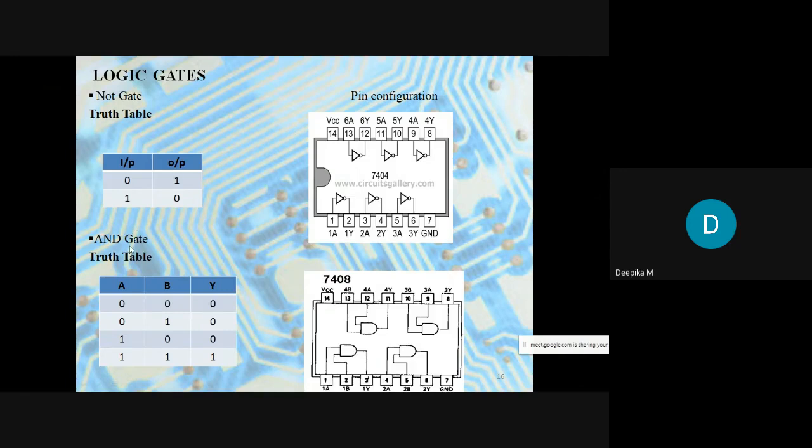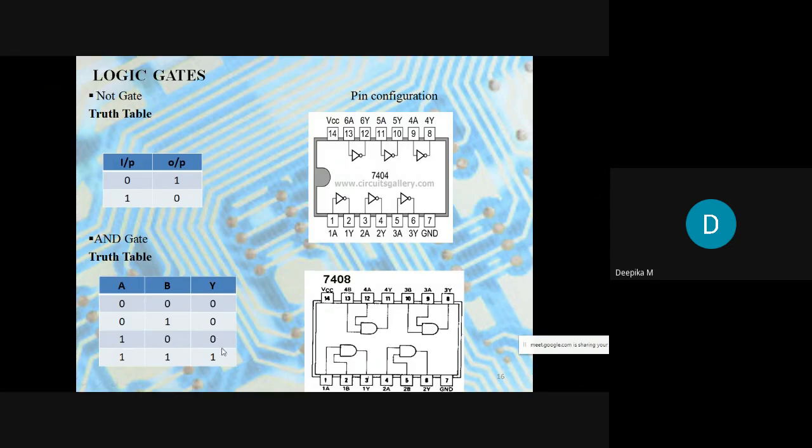Coming to the AND gate, the AND gate is a gate whose output is high only when both inputs are high. You can see here, only when both inputs are high, the output is high. Or we can say if any one of the inputs is low, then the output is going to be low.